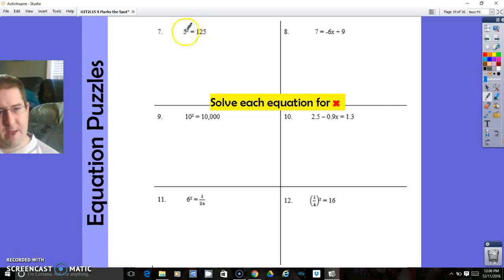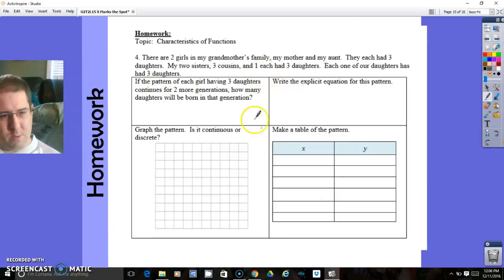Same with all these questions. Very similar to what we've done in the past. This is the same thing as 5 to the third power. X must be 3. Okay, I'm not going to go through those as well. So let's get into the homework.